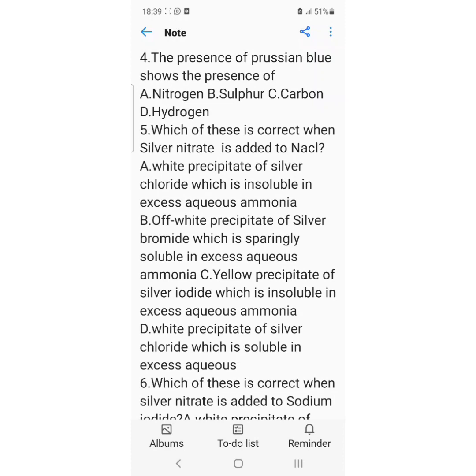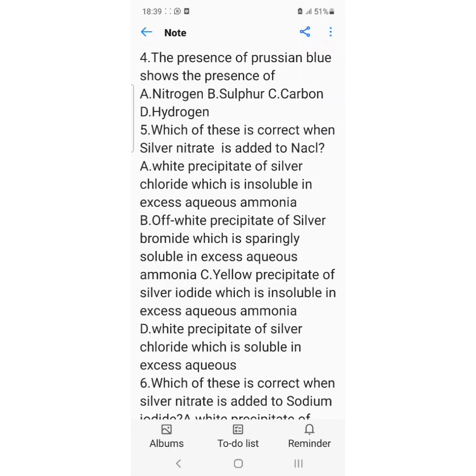Number 5. Which of these is correct when silver nitrate is added to sodium chloride? A. White precipitate of silver chloride, which is insoluble in excess aqueous ammonia. B. Off-white precipitate of silver bromide, which is partially soluble in excess aqueous ammonia. C. Yellow precipitate of silver iodide, which is insoluble in excess ammonia. And D. White precipitate of silver chloride, which is soluble in excess ammonia. The answer is between A and D.